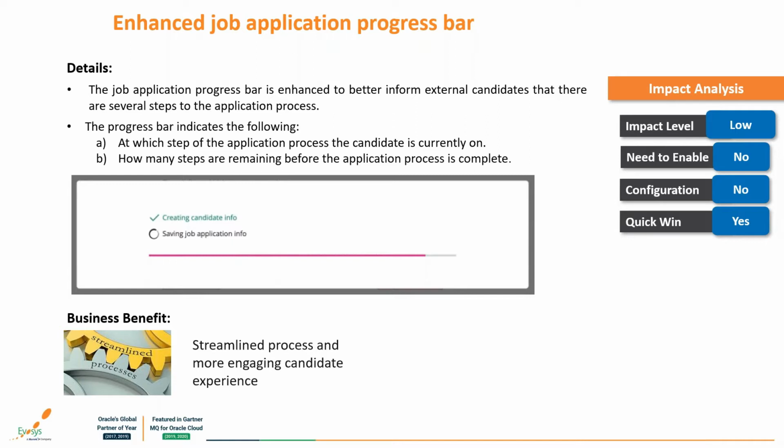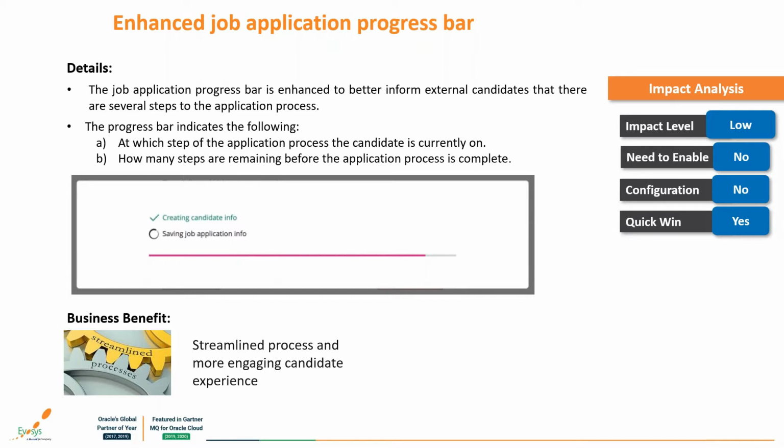When a candidate is applying for a job, in the meanwhile, due to some issues, maybe he gets stuck in the job application, and then he may try to reach out to HR every time to ask how many steps are remaining. After this feature came into existence, we don't need to bother the HRs. We just have to use this enhanced job application progress bar. It will tell us how many steps are left to complete the job application. And yes, the business benefit is a more engaging candidate experience for our external candidates, and it streamlines our process.